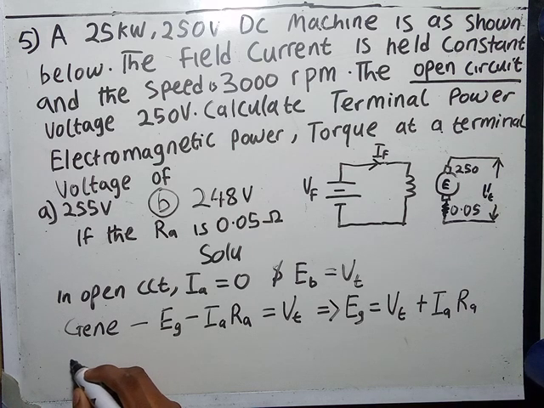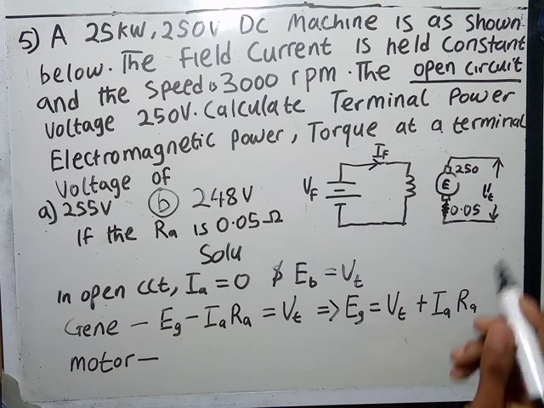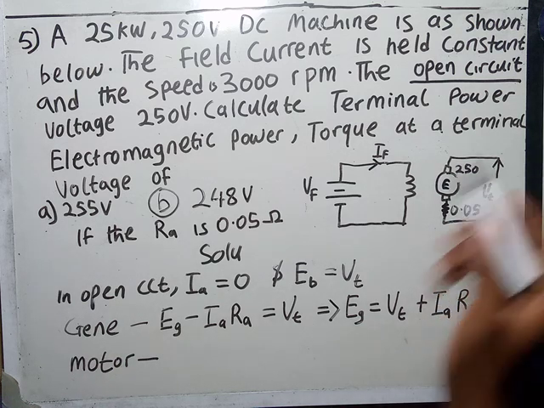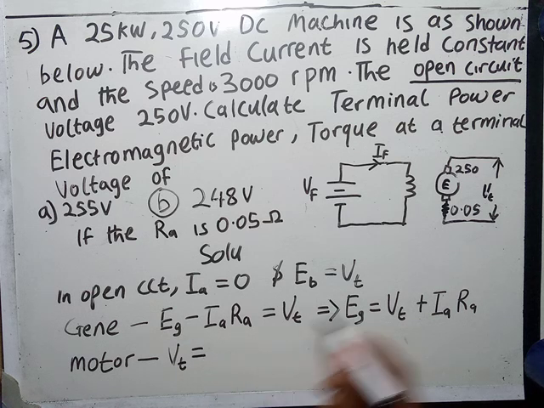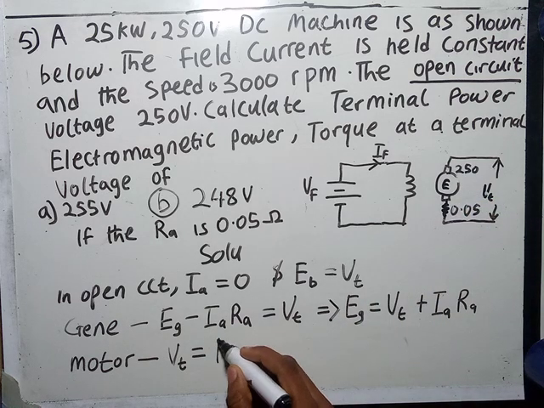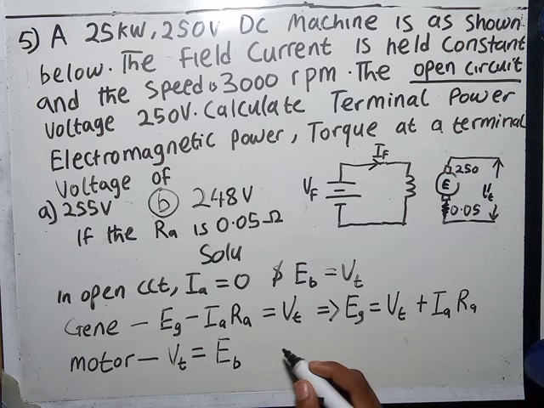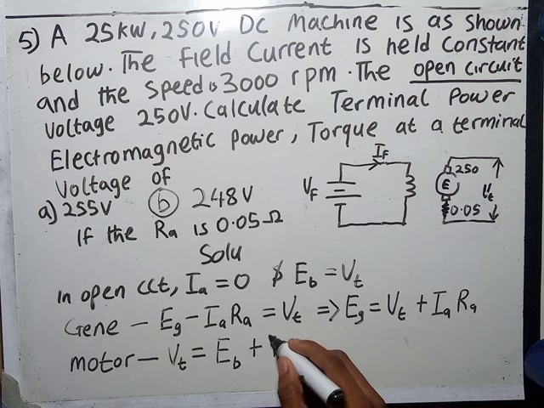Now for that of the motor, a motor converts electrical to mechanical. So our general voltage will be gotten from the terminal Vt, and this Vt we equate to both your back EMF and your voltage drop due to the armature resistance.